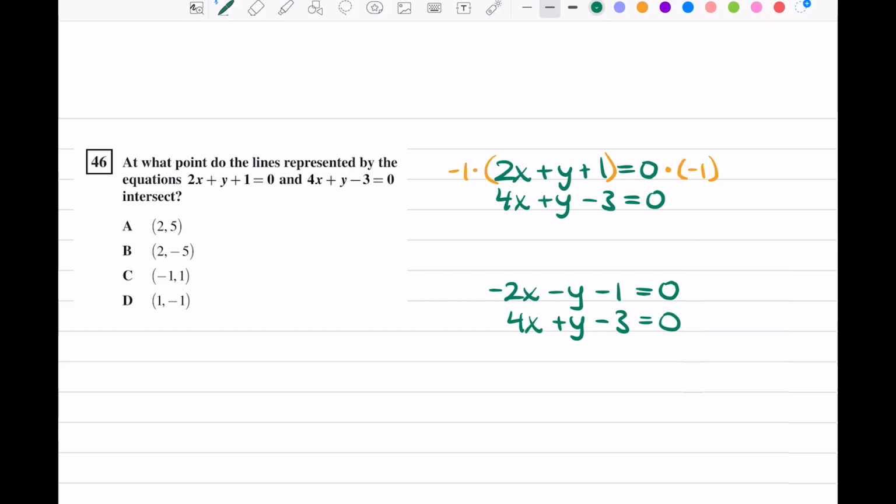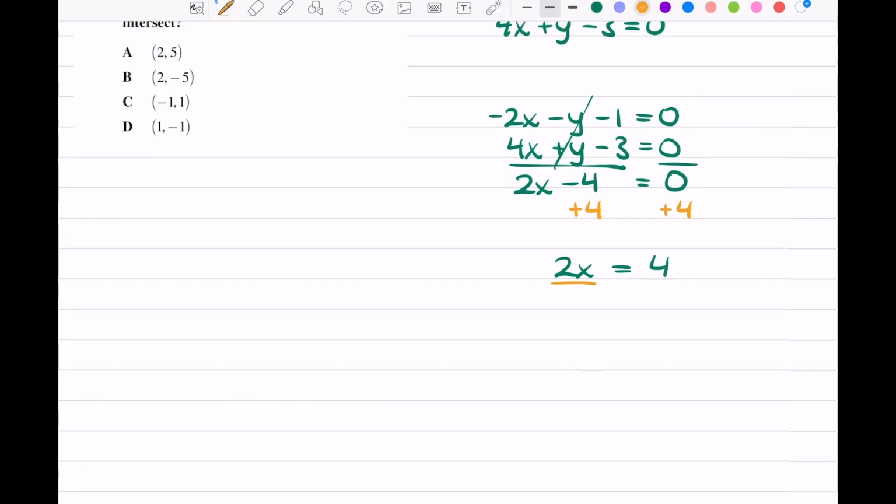Now we're ready to combine. We'll add up the pieces on the left side and the right side. On the left side, -2x plus 4x gives us 2x. -y plus y disappears, and -1 minus 3 gives us -4. And we have 0 on the right side. Now we have a simple equation. We'll add 4 to both sides, and we'll get 2x equals 4. Dividing by 2 now gives us x equals 2.